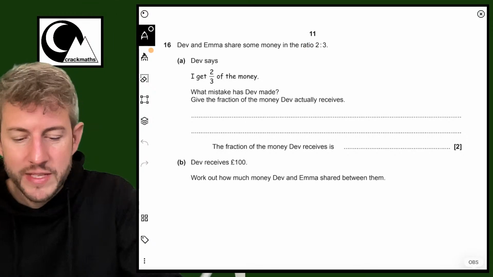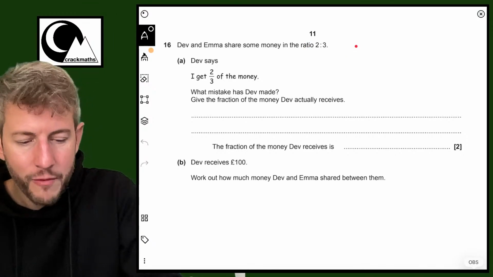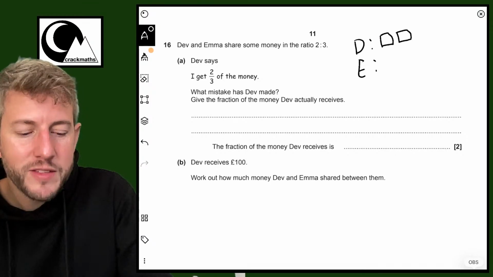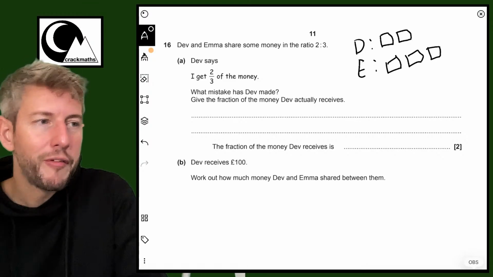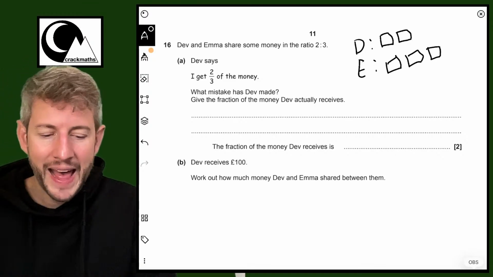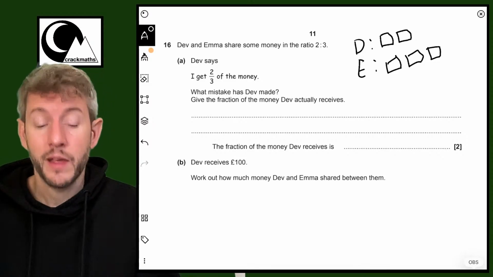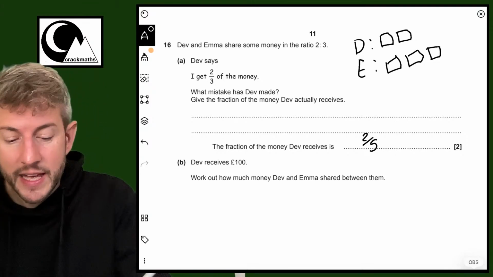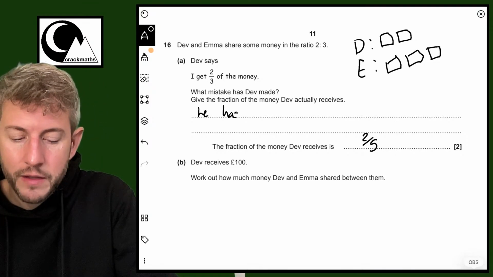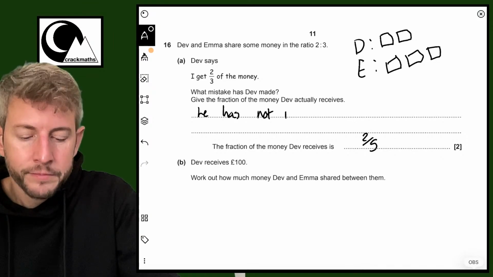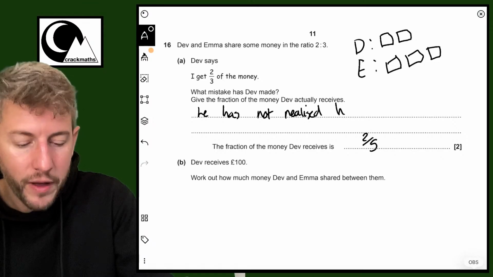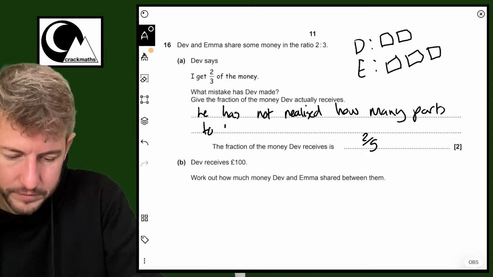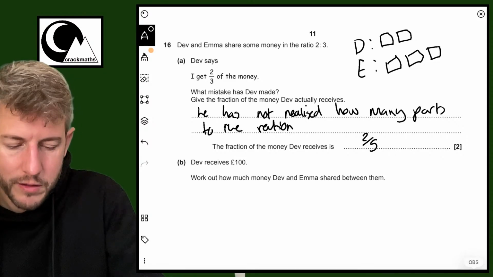But that's not true, because actually what we've got is Dev and Emma. Dev is getting 2 parts and Emma is getting 3 parts. So altogether there's 5 parts to this ratio, and he is getting 2 of them. So he's actually getting 2/5. The mistake he's made is he has not realised how many parts to the ratio there are.